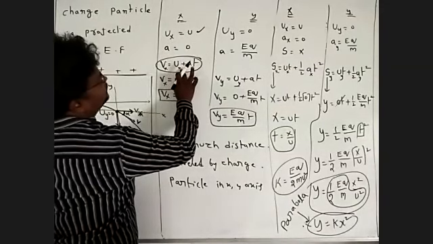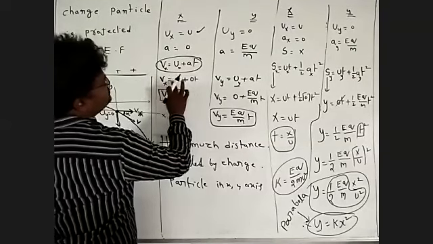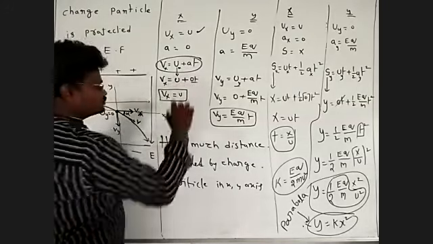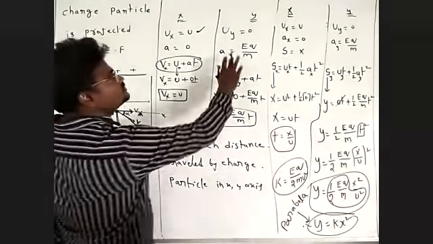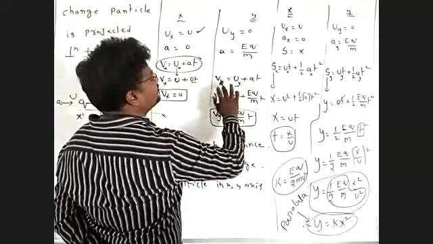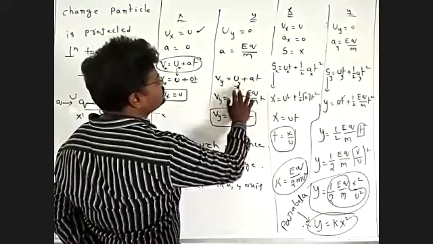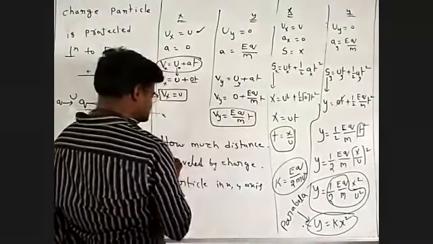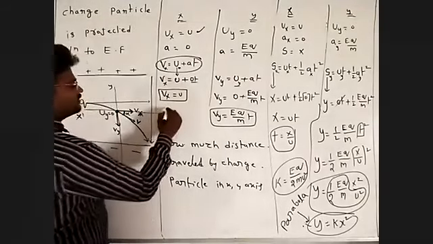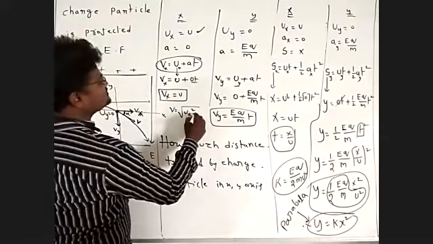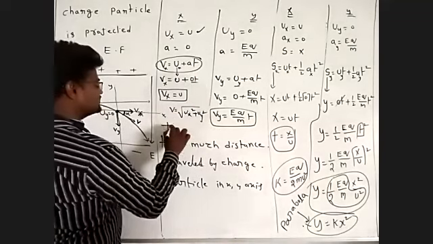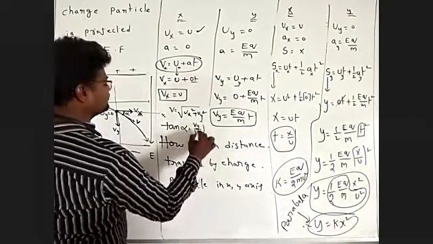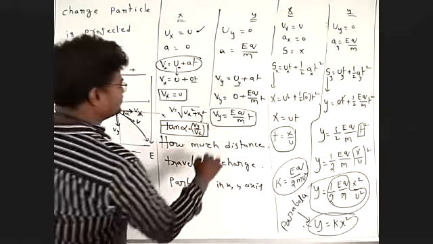Vx is equal to u plus at. Vx is equal to ux, which means u, plus acceleration, which is 0. So vx is equal to u. In the y-axis, uy is equal to 0, a is equal to Eq by m, and vy is equal to uy plus at, so vy is equal to 0 plus Eqt by m. Vy is equal to Eqt by m. That is the equation. Now you can take v is equal to root of vx square plus vy square. Otherwise, you can use tan alpha is equal to vy by vx. We can take this.